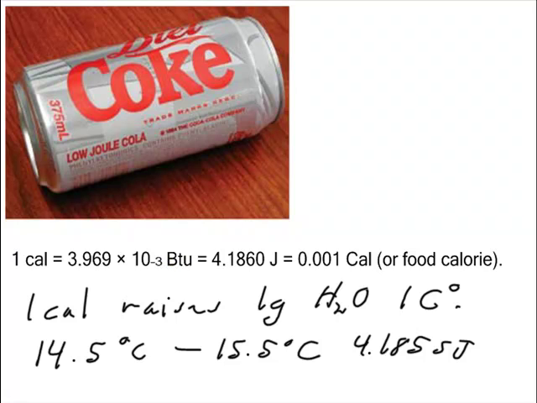In the United States, we still like to measure energy values of food in kilocalories or nutritional calories, but in many other places, you can see here, they call this low joule COLA. They like to measure the energy content of food in joules because it is just an energy value.